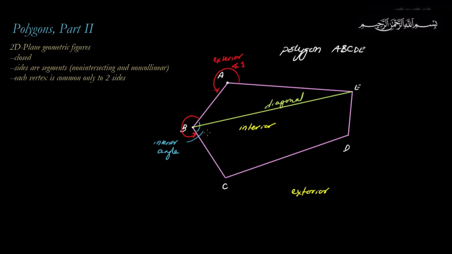So these are some basic terms: the vertices, the sides, interior and exterior angles, and a diagonal of it that goes to connect two vertices of a polygon. Some basic terms in regards to polygons.